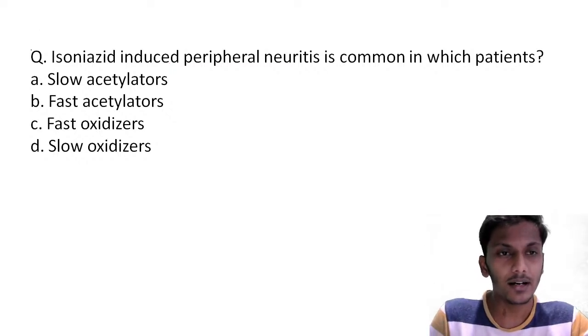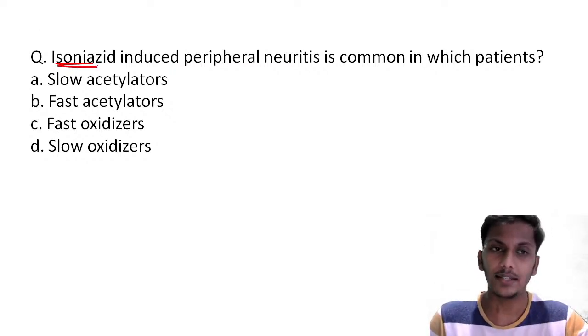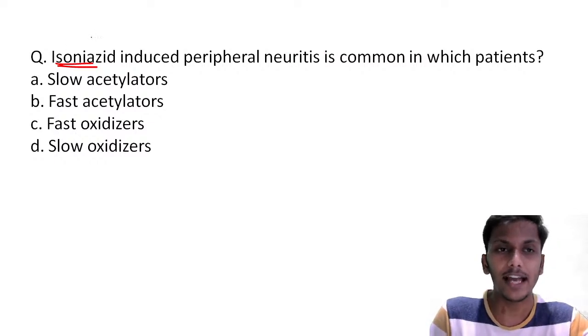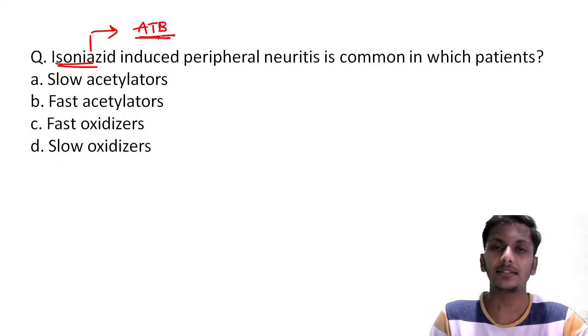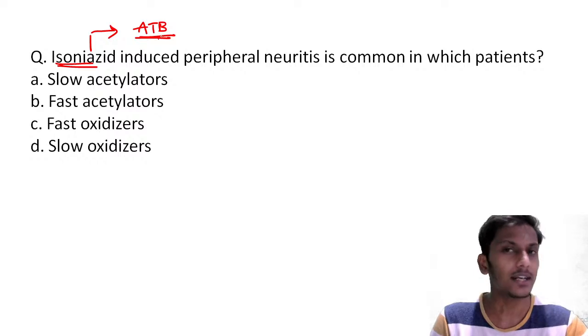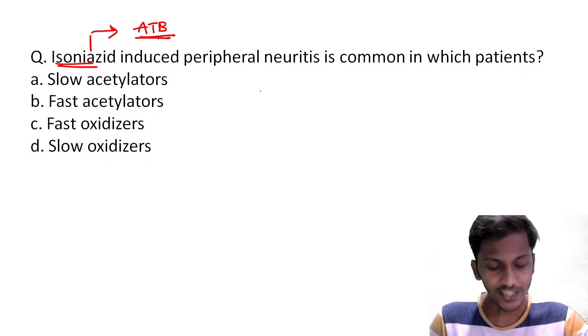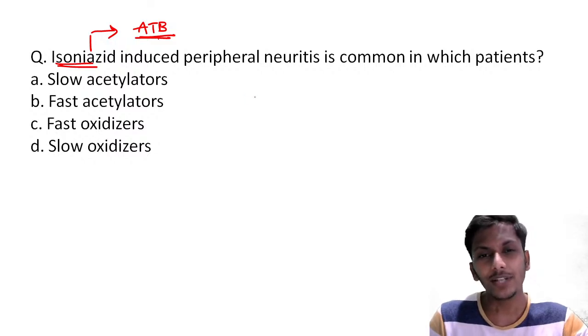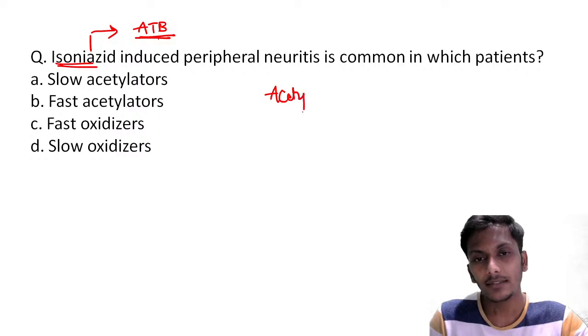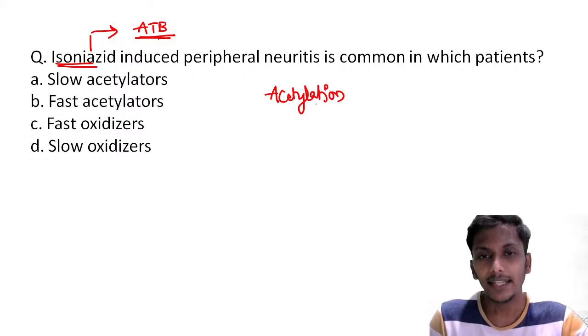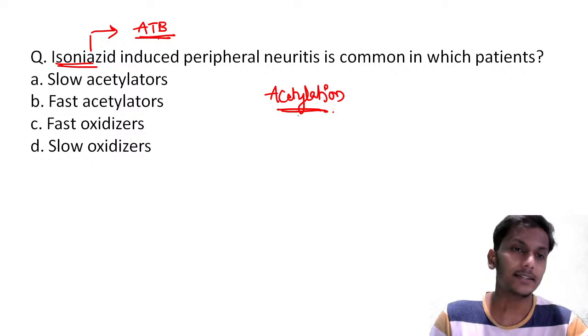Till then, I will tell you important points about isoniazid. What is isoniazid? Isoniazid belongs to which group of drugs? Yes, it belongs to the anti-tubercular drugs. Please remember, isoniazid is a first line anti-tubercular agent. Now, the second thing: isoniazid is metabolized by which mechanism? As we all know, isoniazid is metabolized by acetylation.